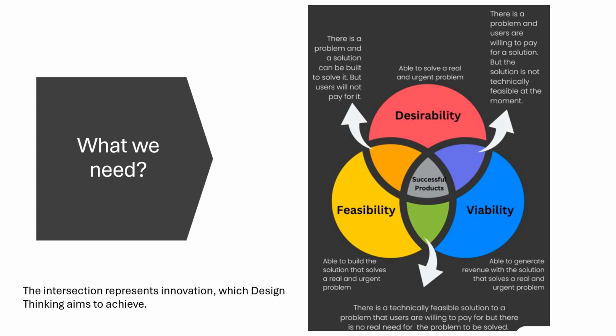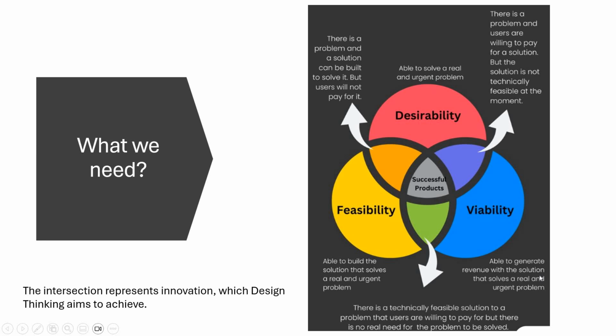Then what do we need? We really need this diagram to be understood very clearly, which is desirability, feasibility, and viability. Successful products are nothing but the intersection. We have successful products highlighted here, as you can see. That is the intersection of all three. Now, desirability. Are we able to solve a problem which is real and urgent? This is the first thing that we need to understand.